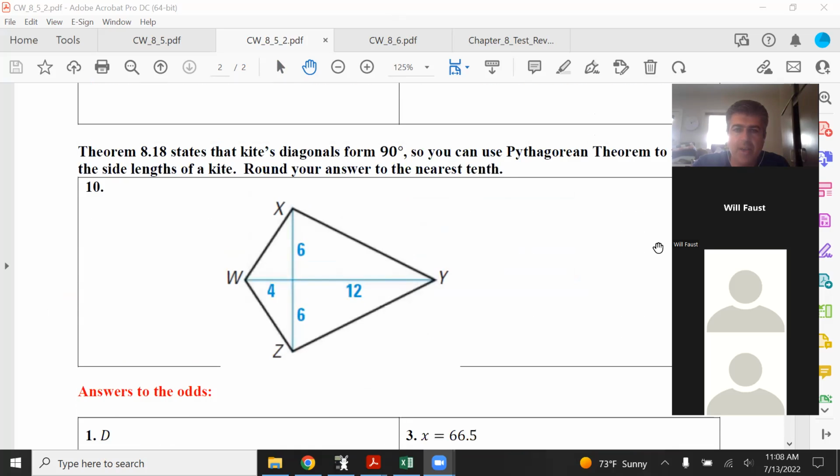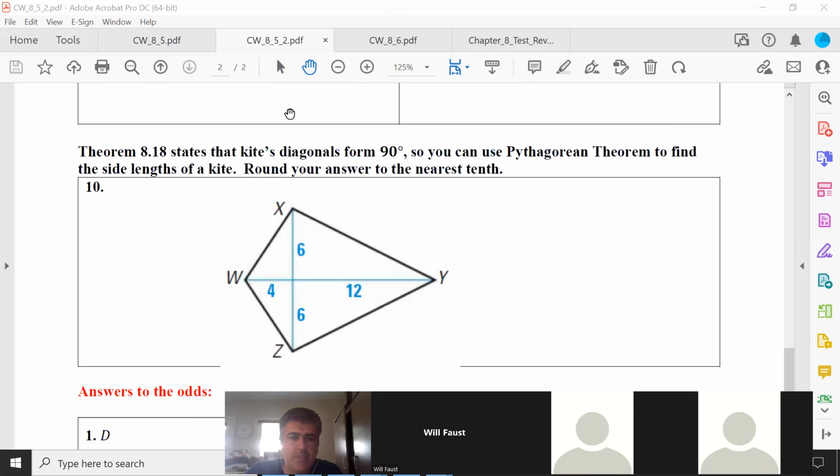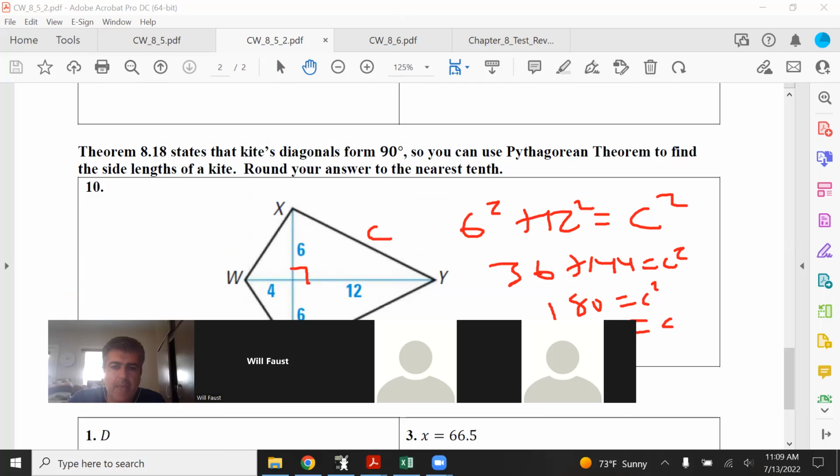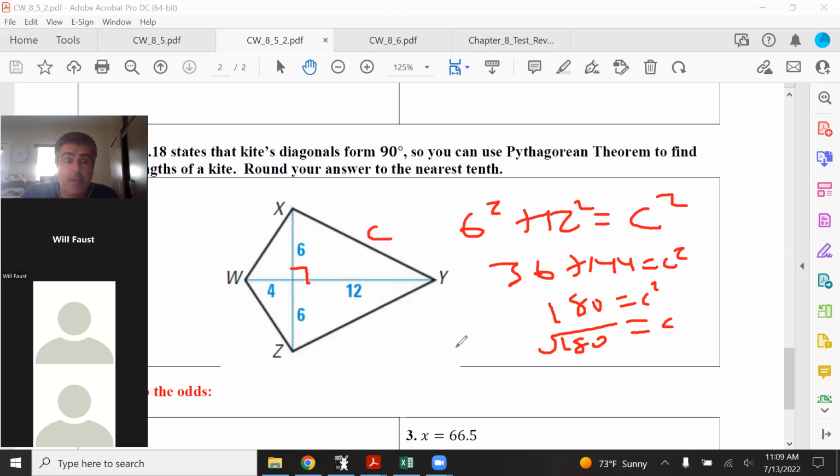And lastly here, you're asked to find the side lengths. So if you do Pythagorean theorem, we'll call this C. 6 squared plus 12 squared equals C squared. 36 plus 144, that's 180. So C is root 180. You can simplify that. 36 and 5, I think. So you get 6 root 5.